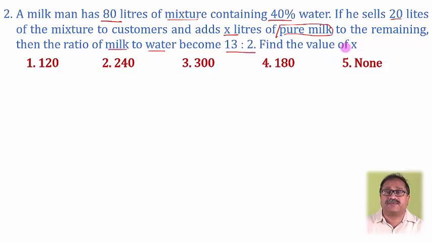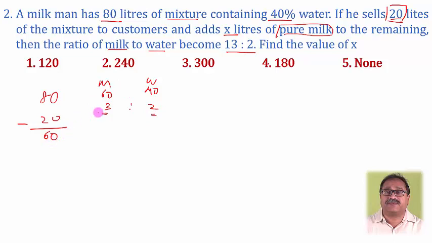Find the x value. So given to us is 80 liters of mixture in which the water is 40%, then obviously milk is 60%. That means it's in the ratio of 3:2. Okay. Now 20 liters of mixture is sold. So I am left with 60 liters of mixture. In this 60 liters of mixture, the milk and water will be in the ratio of 3:2.